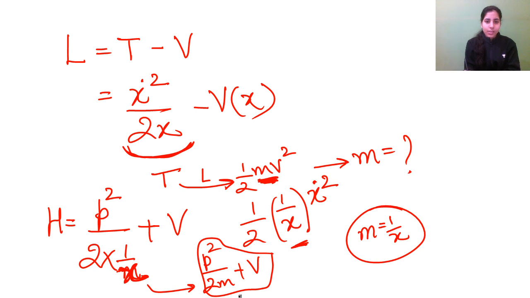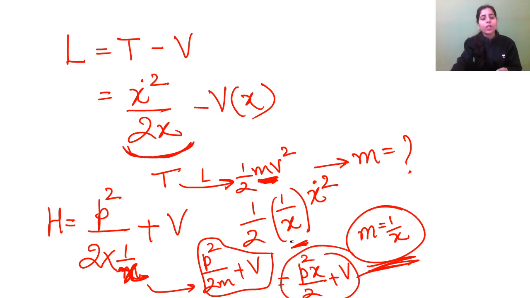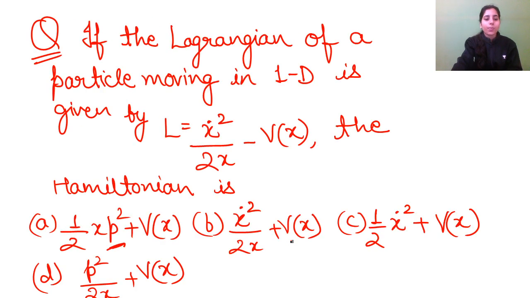Next, what is m? m is equal to 1 upon x. So it's going to be p square upon 2 into 1 upon x plus V. When you simplify it, you will simply get p square x upon 2 plus V, which is our final answer. Clear? Let's have a look at the options given to us and check which option is correct. So p square x upon 2 plus V is option A. Is this clear to everyone?